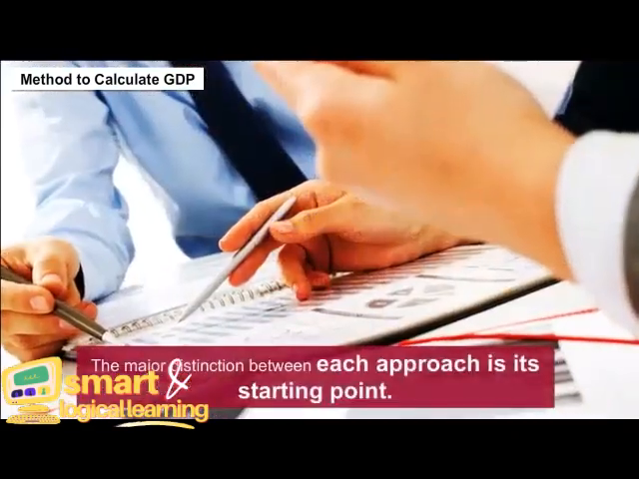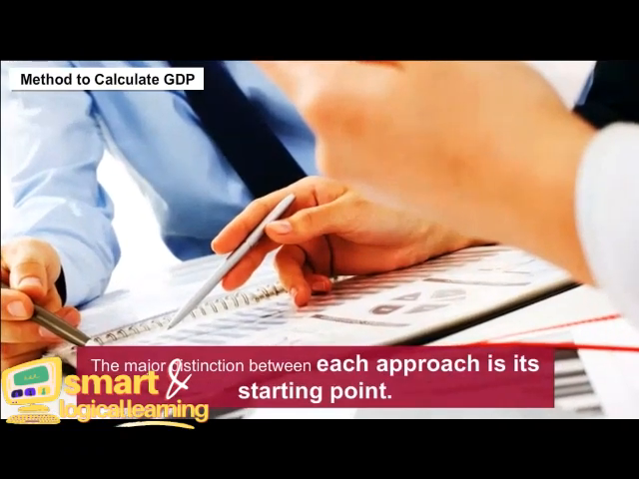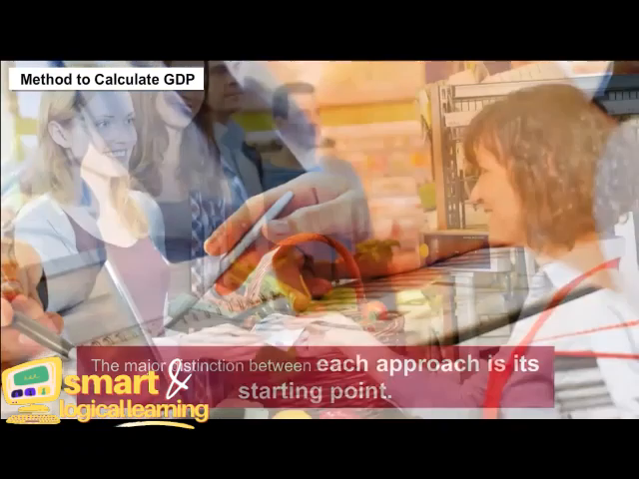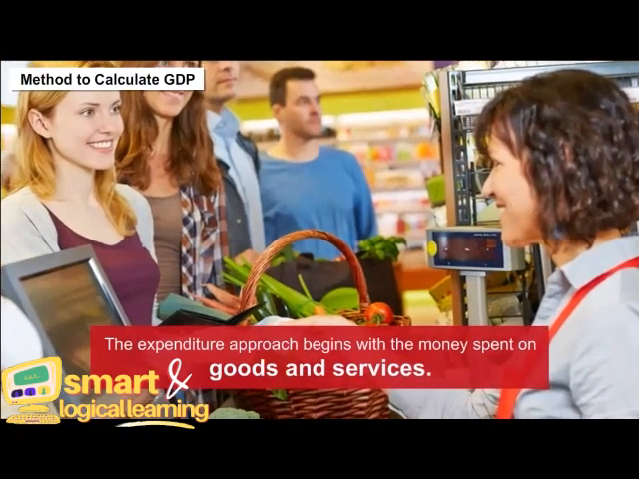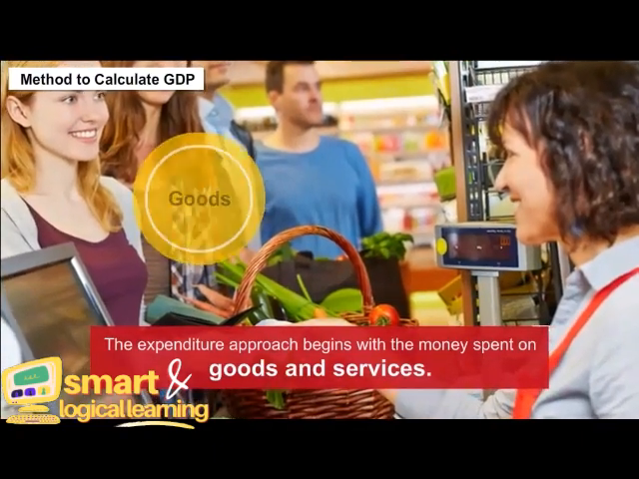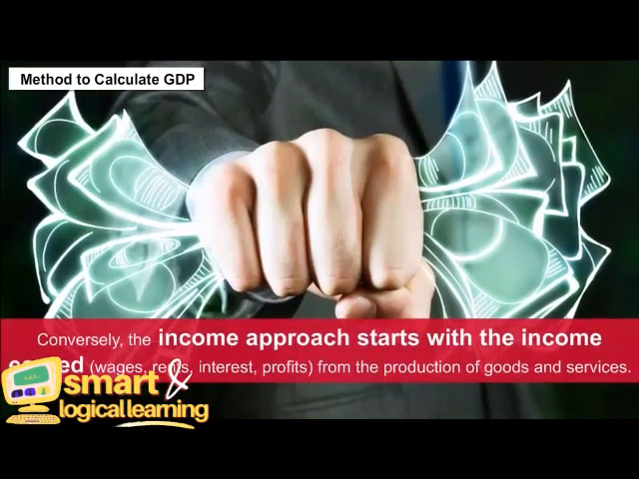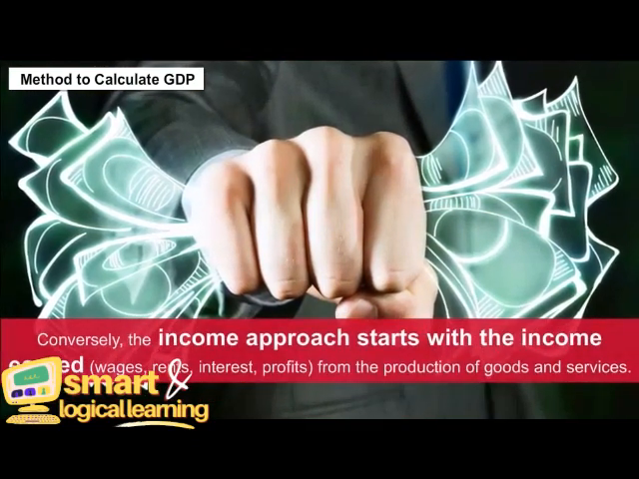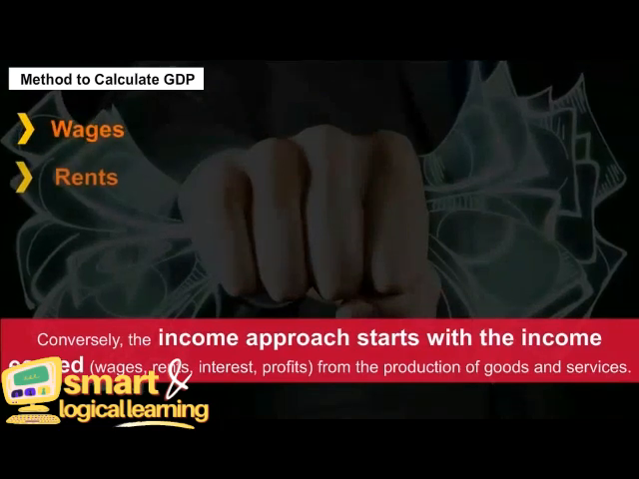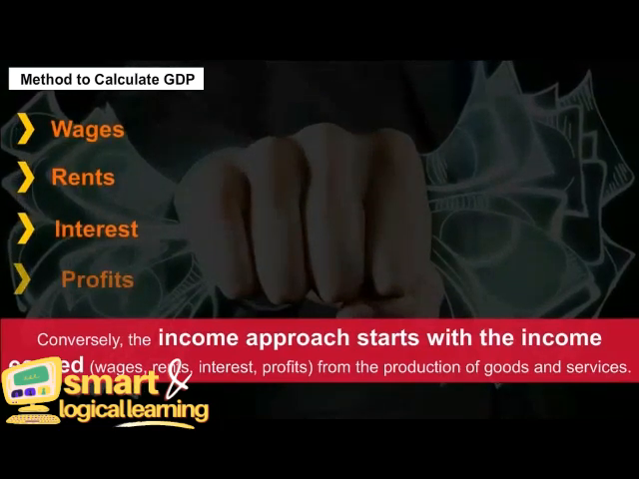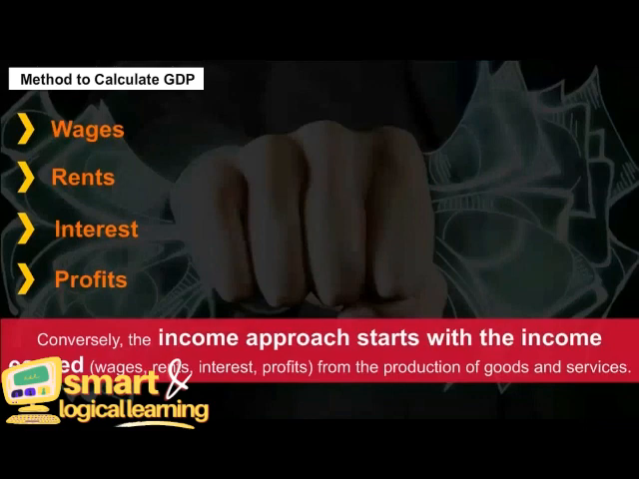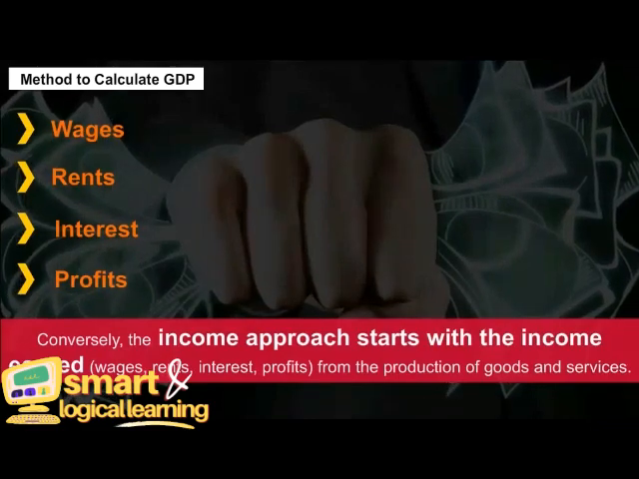The major distinction between each approach is its starting point. The expenditure approach begins with the money spent on goods and services. Conversely, the income approach starts with the income earned: wages, rents, interest, profits from the production of goods and services.